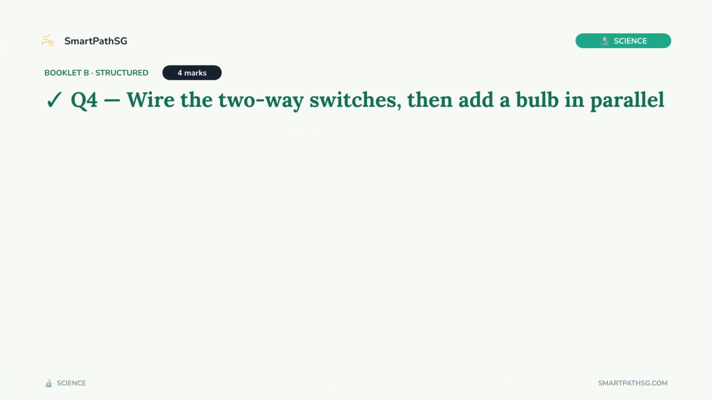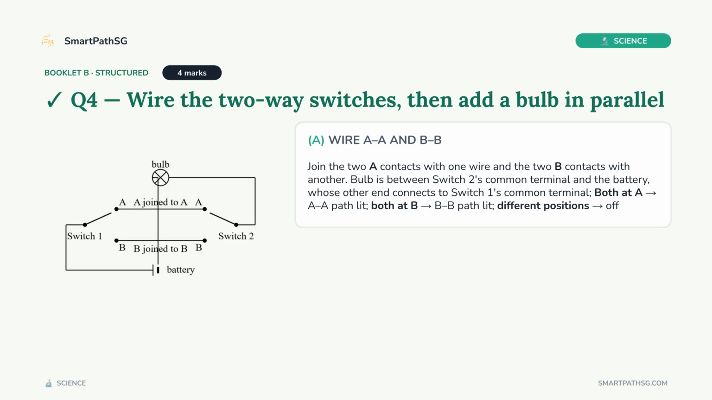For the bulb to light up when both switches are at A, join the 2 A contacts together. Similarly, join the 2 B contacts together. Then connect the battery to switch 1's common terminal, and the bulb between switch 2's common terminal and the battery. Now when both switches at A, AA path closes the circuit, and bulb lights up. Similarly, when both at B, BB path closes the circuit, and bulb also lights up, while mismatched switches leave the circuit open and bulb off.